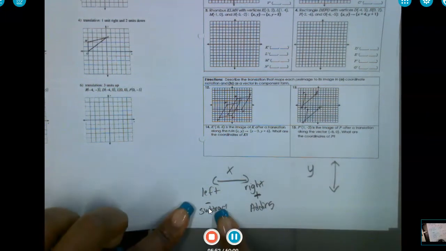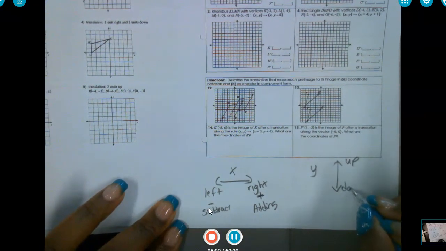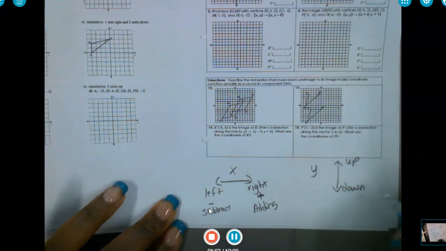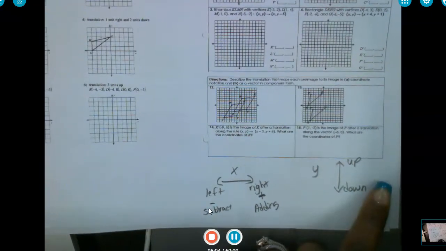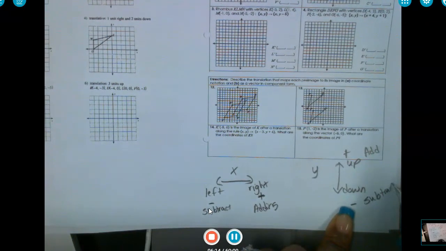Okay? Left, subtract. Right, add. Y is up and down. It's up and down, up and down. If you're going up, you're going to add. If you're going down, you're going to subtract from the Y.